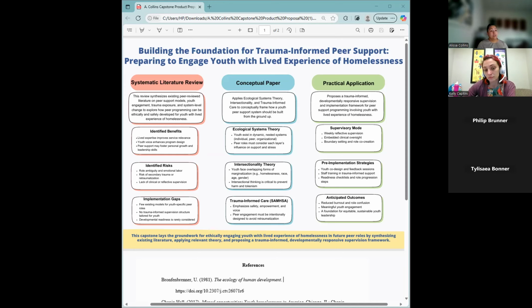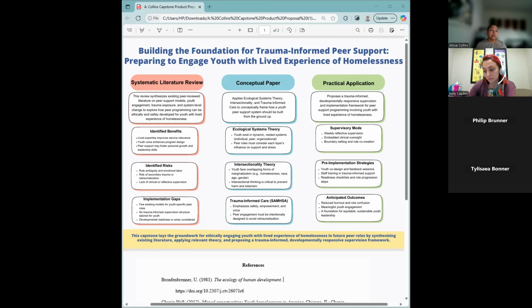The intersectionality theory, brought to us by Crenshaw, is an essential lens for this work. Youth experiencing homelessness often carry multiple marginalized identities, and their experiences cannot be addressed through a one-size-fits-all model. Finally, the trauma-informed care framework reinforces the need for programs to emphasize safety, collaboration, empowerment, and voice. All three of these integrated provide the foundation for designing peer support programs and making sure that they're ethical, equitable, and responsive to the needs of youth with lived experience.